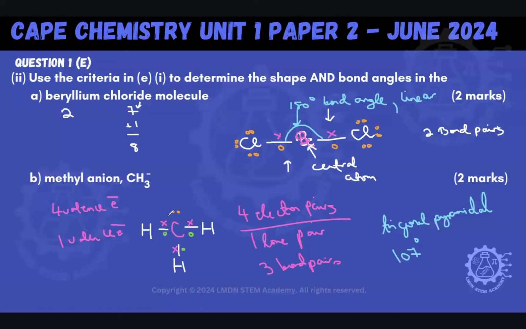So that's how we would arrive at what the shape and the bond angle is for the methyl anion. Again, you're going to draw the Lewis structure and you're going to count up the electron pairs around it. There are 4 total. There's 1 lone pair. And so when you have 3 bonded pairs and 1 lone pair, that gives you a trigonal pyramidal shape, and that has a bond angle of 107 degrees. Okay? So now we're going to move on to the next question.